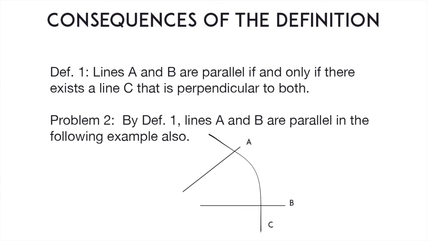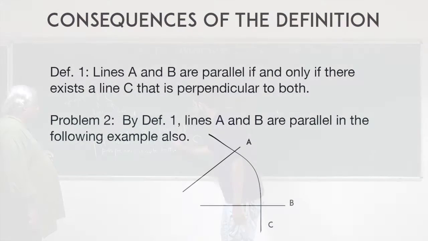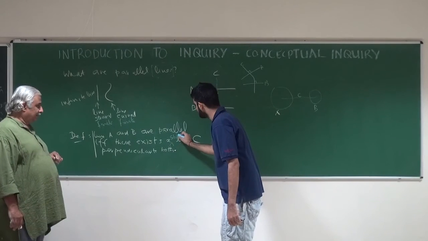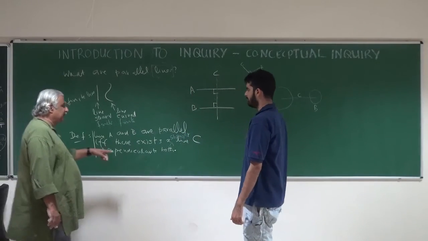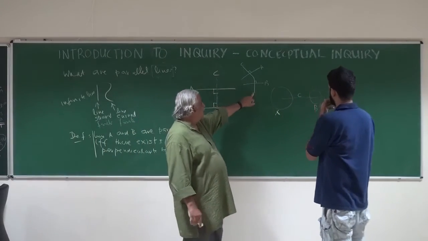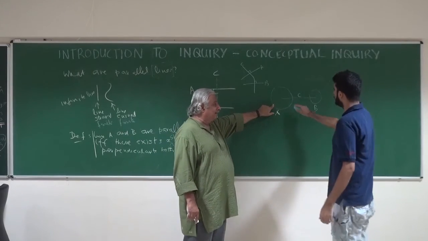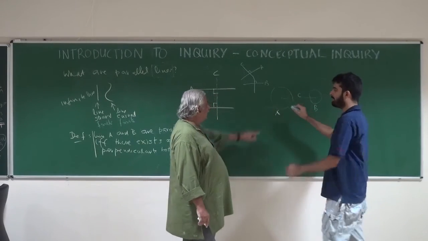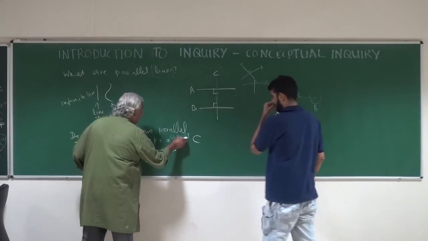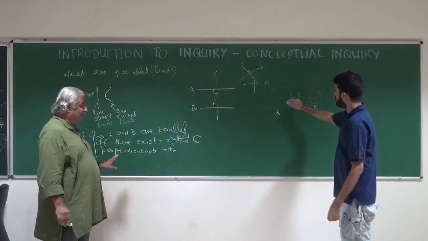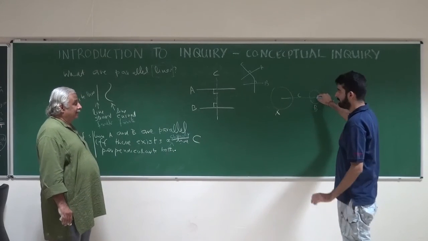We can say there exists a straight line C. If you say it's a straight line, this is not a straight line, this is not a straight line. This is a straight line. You just added straight line here. Will that work? Now this still remains a straight line.